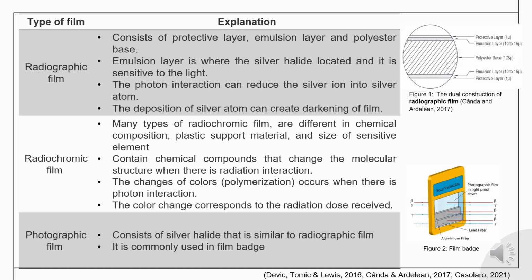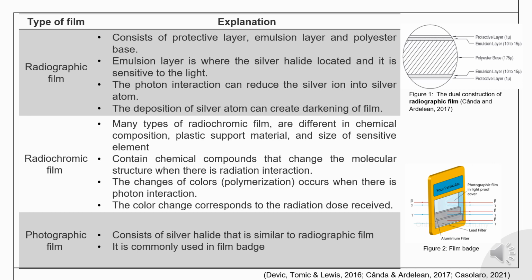Furthermore, we have the types of films which are used in film dosimetry. The first one is radiographic film, which consists of a protective layer, an emulsion layer, and a polyester base, which can be seen in figure 1. The emulsion layer is where the silver halide is located, and it is very sensitive to light. Photon interaction can reduce the silver ion into a silver atom. The deposition of silver atoms creates darkening of the film.